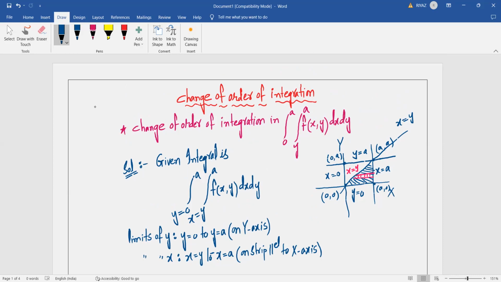And actually, what is the meaning of change of order? Change of order means we have to change the direction of the strip. So if it is parallel to x-axis, we can make it parallel to y-axis. If it is parallel to y-axis, then we make it parallel to x-axis. If the limits of y were taken on the y-axis, which is there in the question, we can take it on the x-axis. Now see, I will do the change of order and write the solution.